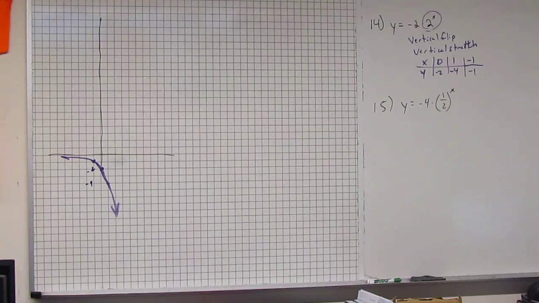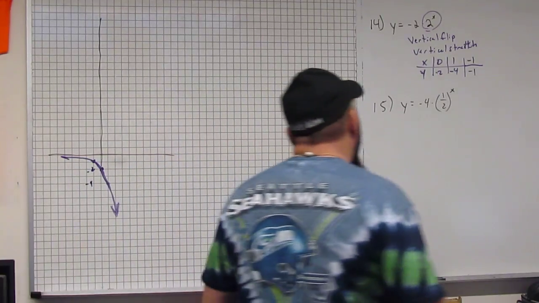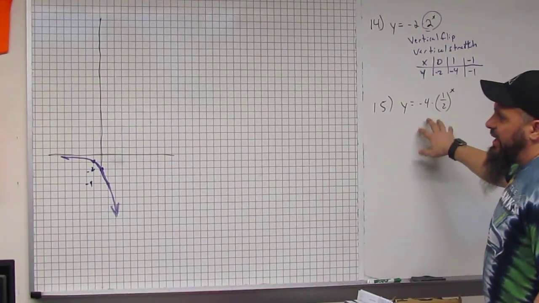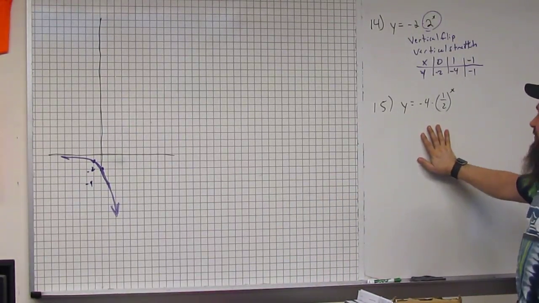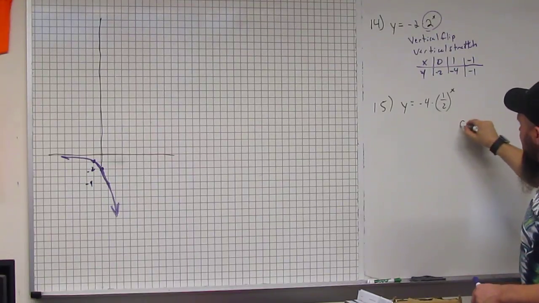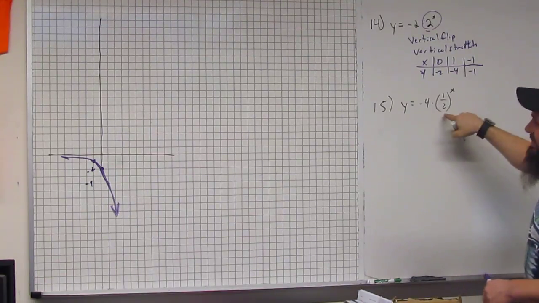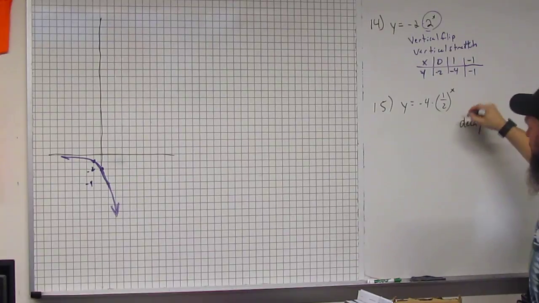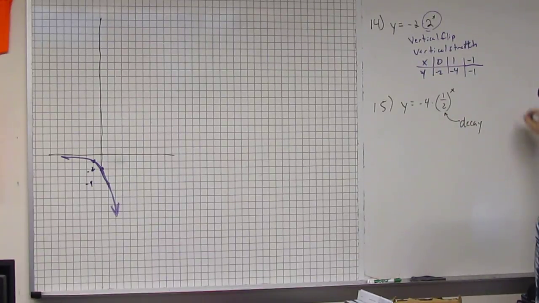Okay? Now you could plug it in on your computer and copy it from the computer. That's fine. Or you can just do a couple of problems like we just did. We think of number 15. We're going to think of it the same way. What's happening to it? Well, it's decay. We know it's decay because of the 1/2, right? So we know it's a decay function. That means it looks like what?